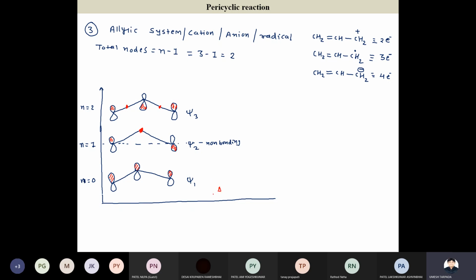Now if you go for a thermal reaction, see, this diagram is common for all the systems, whether it is allylic or whatever system is there. This is level 1, here level 2, level 3.